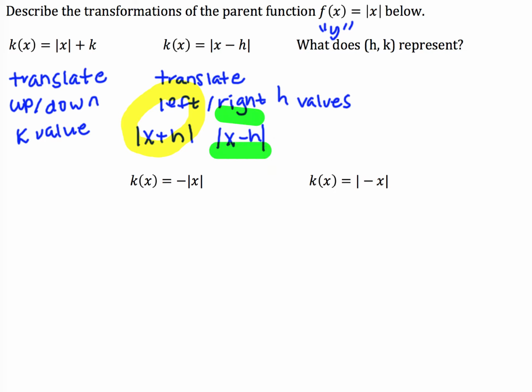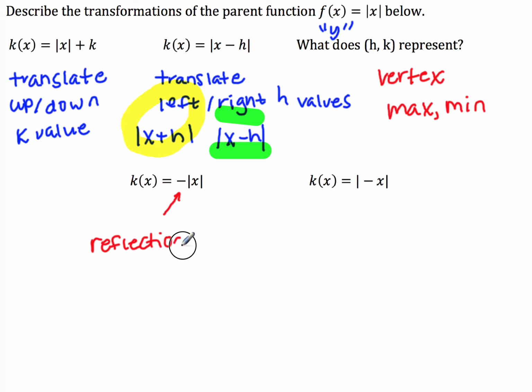So what does that h and k represent? The h and k represents your vertex, or your maximum or minimum point of your graph, depending on if your graph is opening up or down. When we have a negative out front, we talked about this previously, this is a reflection over the x-axis. And if we have a negative on the inside, it is a reflection over the y-axis.